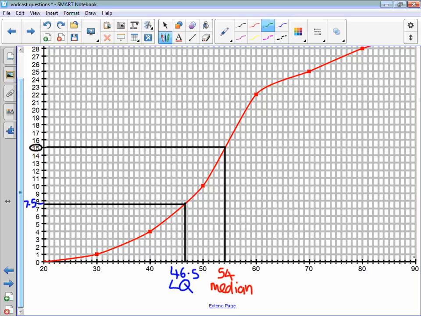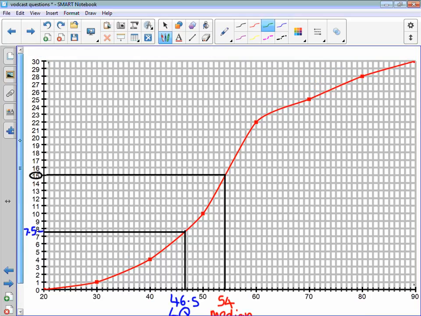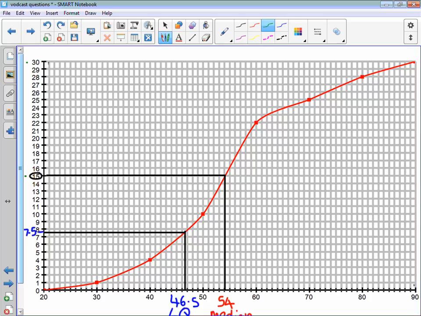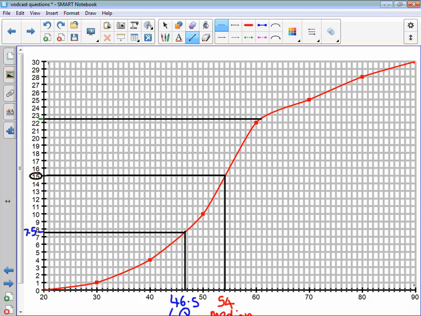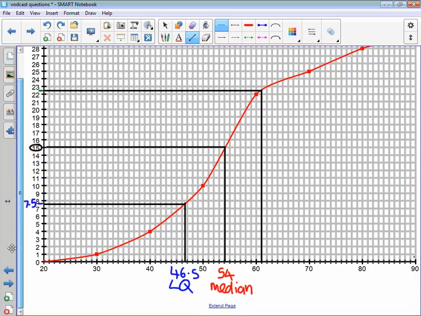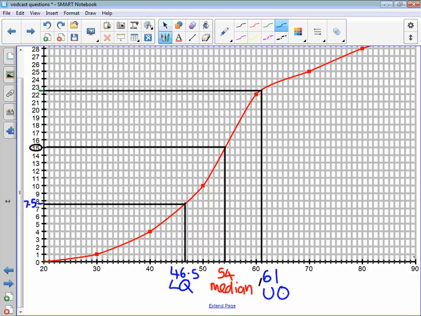Now, the last one you find is our upper quartile, which will be halfway between our 15 and our top value of 30. So in this case, that's going to be at 22.5. So again, we're going to use our pencil and our ruler, draw a line going across from 22.5, so we hit our graph, then go down, and we'll read this time that we have got a value of 61. Which is our upper quartile.